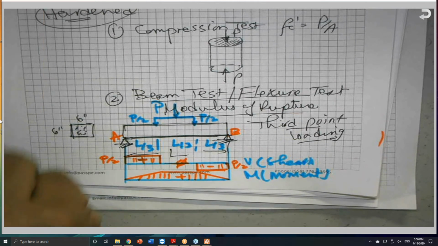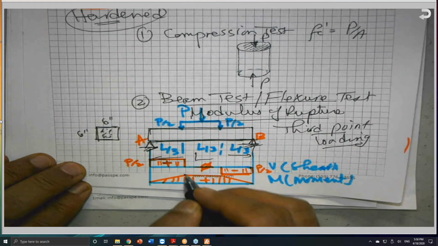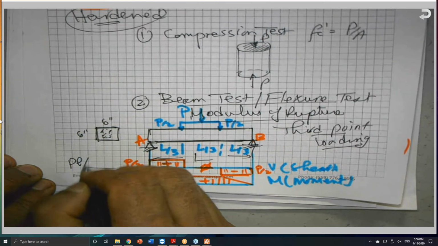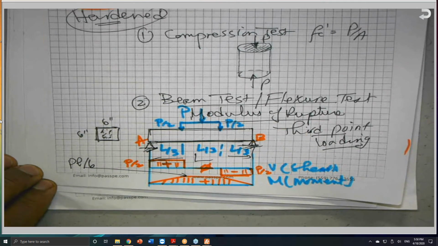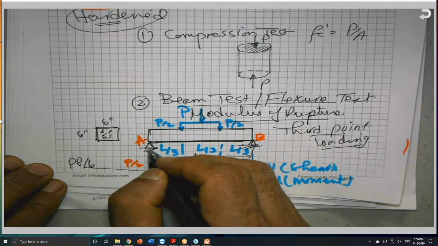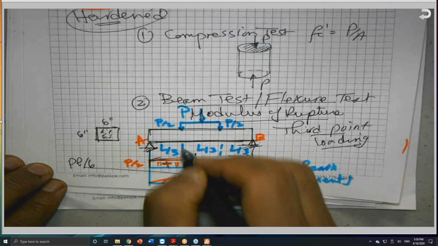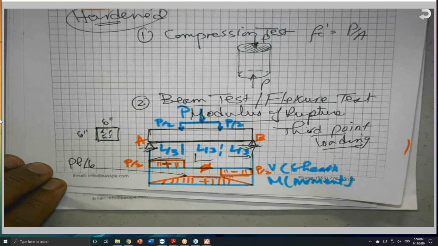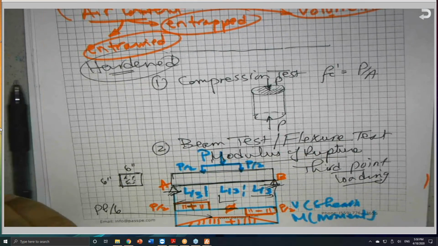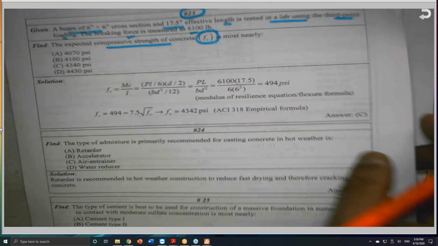The question is, how much is the maximum bending moment here? This is PL over 6. And the bending moment is constant all the way until the other end, PL over 6, because the reaction here is P over 2, and this is L over 3. So P over 2 times L over 3 will give you PL over 6. And for the beam test, we are using the bending stress formula, which is MC over I, which is indicated in the solution. So let me go back to the problem.